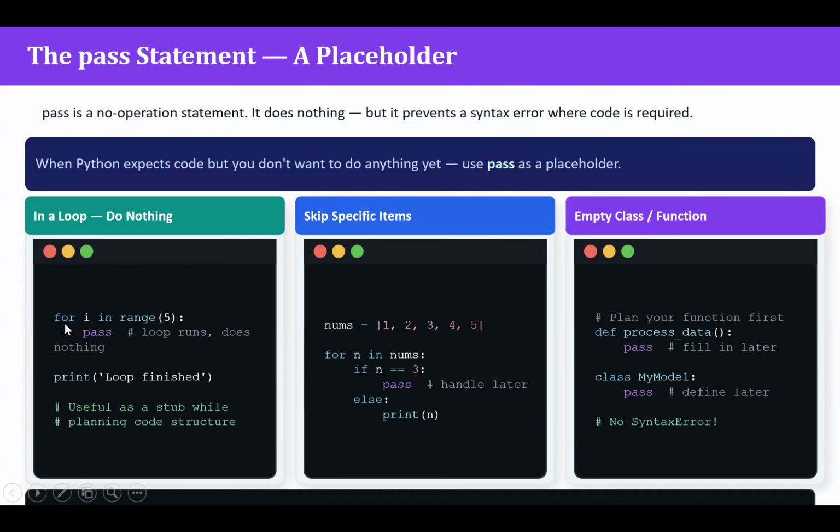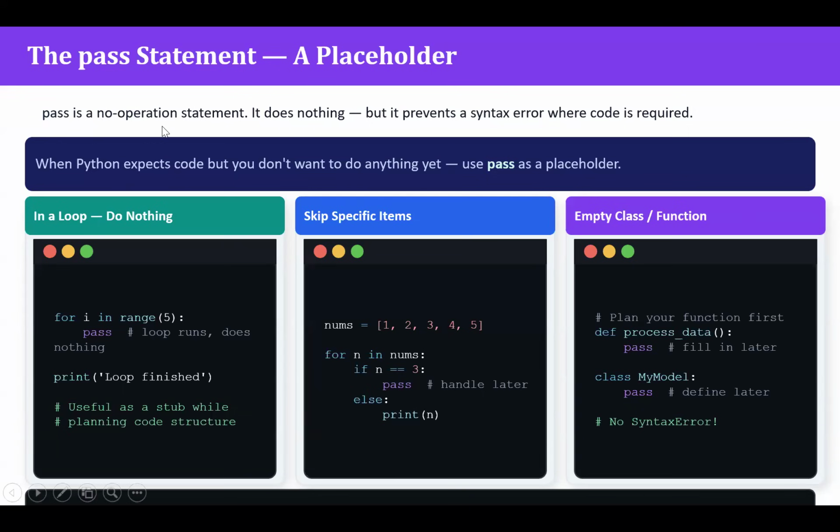Again, in the case of for i in range of 5, I'm not printing anything, just printing loop finished. So it will just print loop finished. It won't print anything inside it. Until the condition is matching, it's not going to print anything. It's going to just pass to the next line of code.